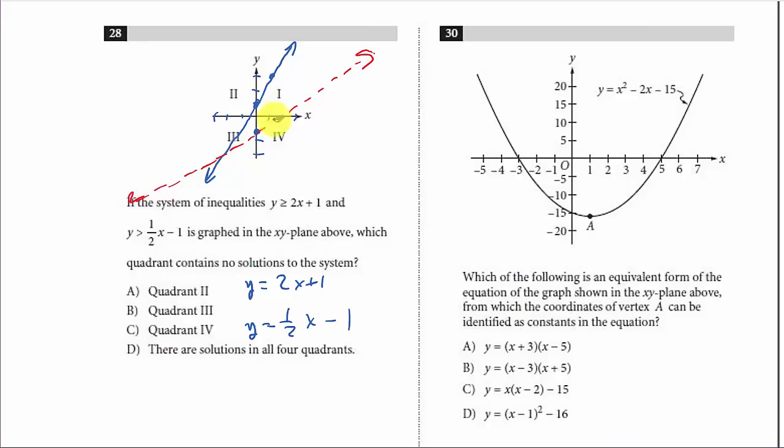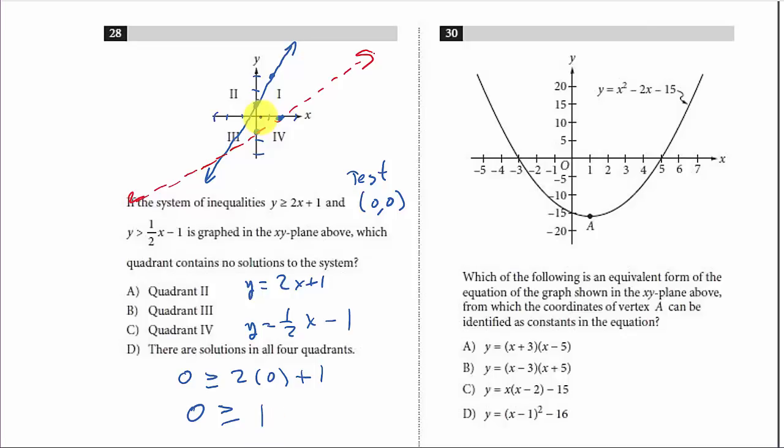All right, so what we have to do is shade. So we've got y is greater than or equal to 2x plus 1. What we're going to do is use a test point of 0, 0. We're going to plug 0, 0 into this, so 0 in for y, 0 in for x. So I get 0 is greater than or equal to 2 times 0 plus 1. So 0 is greater than or equal to 1.